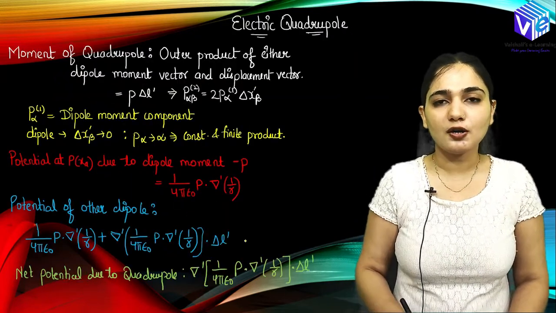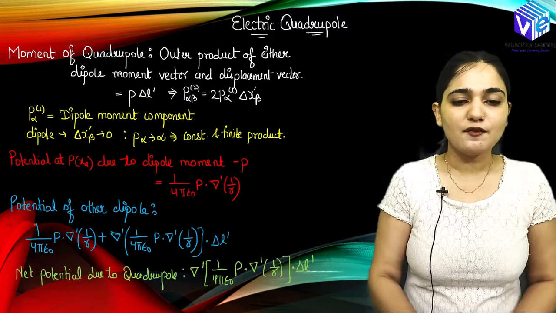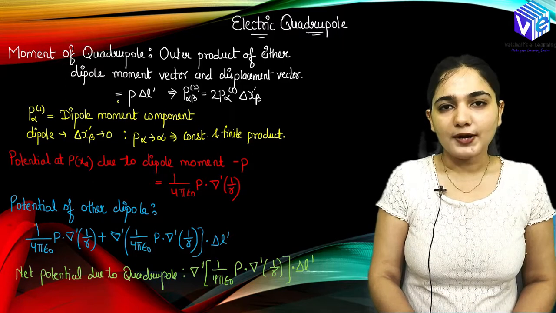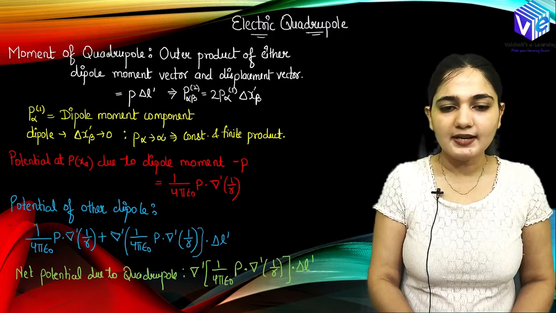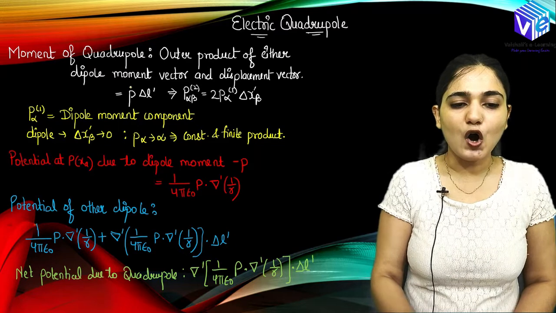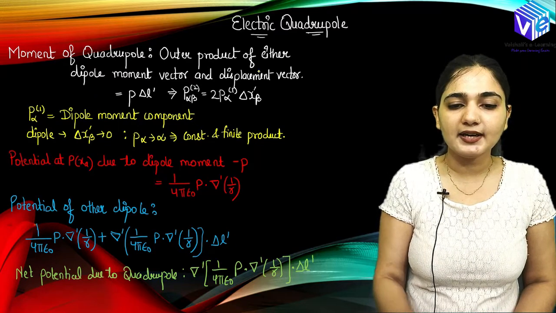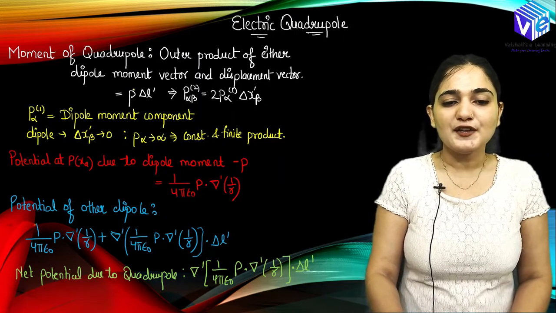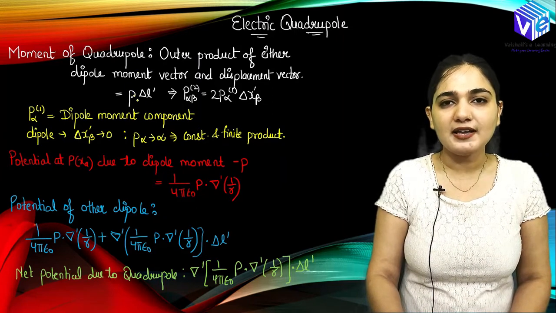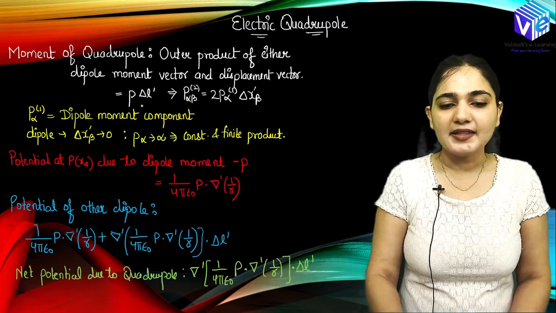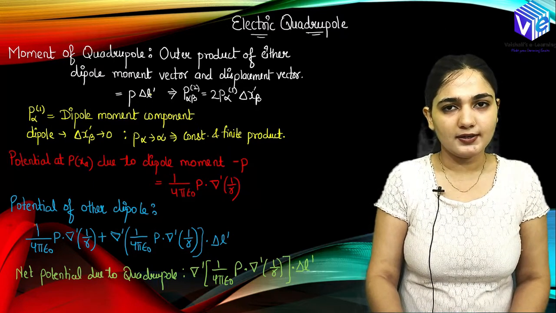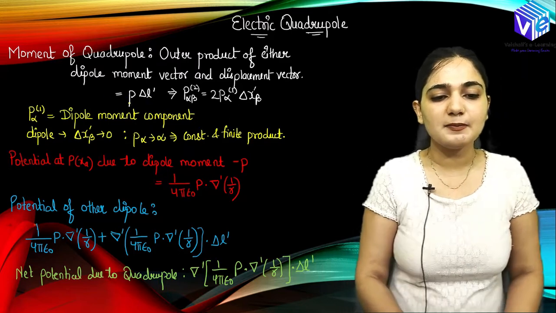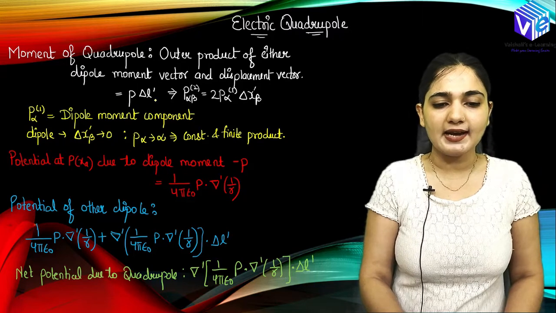Now we are going to talk in detail about it, right? First of all, we are going to talk about the moment of the quadrupole. We know what the moment of the dipole is, right? So now the outer product of the dipole moment vector and the displacement vector is going to give me the moment of the quadrupole. So the moment of each of the dipoles was p, and the distance between the two dipoles was delta L dash. So the moment of the quadrupole can be represented as p into delta L dash, right?